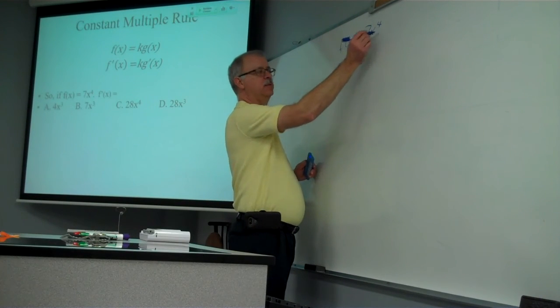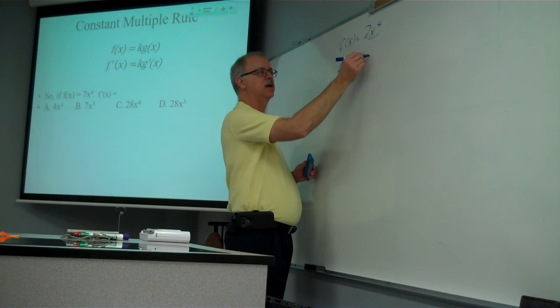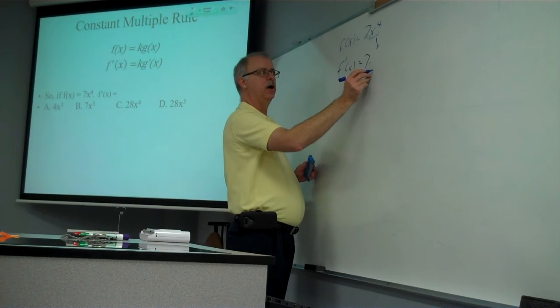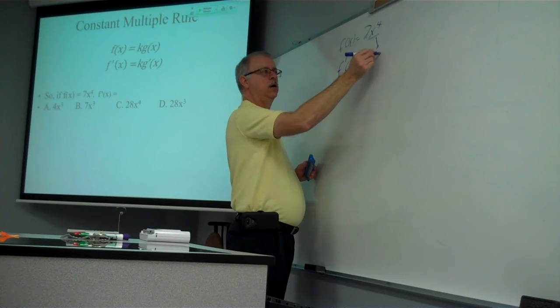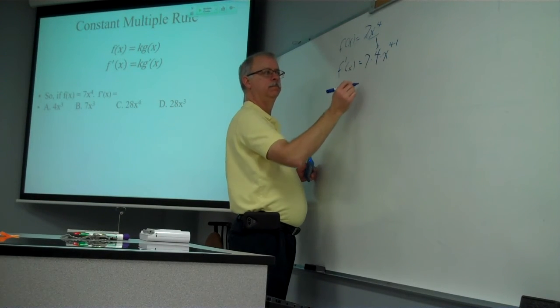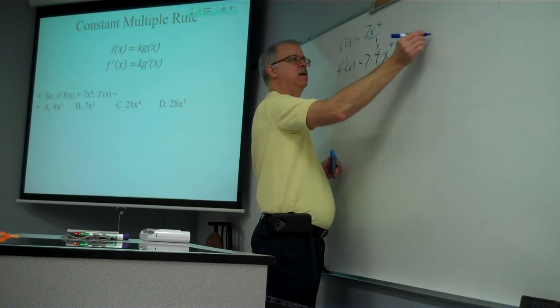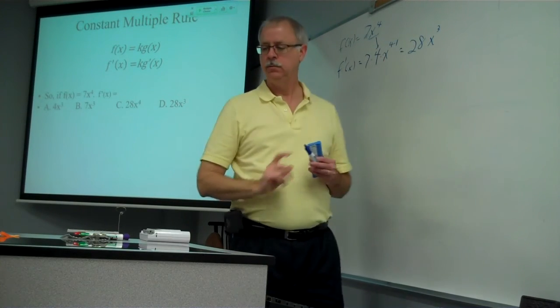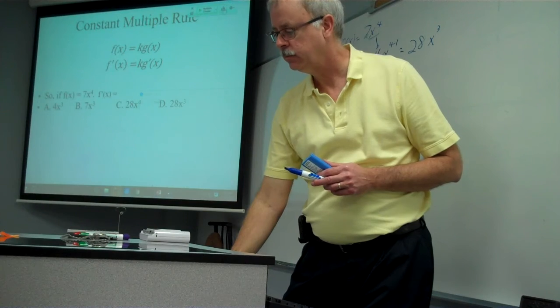Well, this is a constant times x to the 4th. So the derivative is still the constant times the derivative of x to the 4th. X to a power, bring the power down, subtract 1 from the power. So we get here 28 x to the 3rd, which was d.